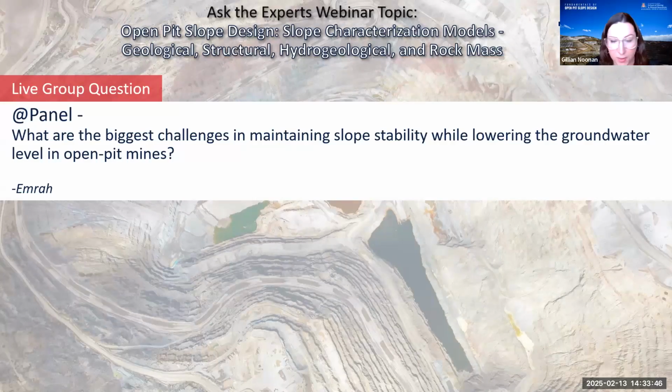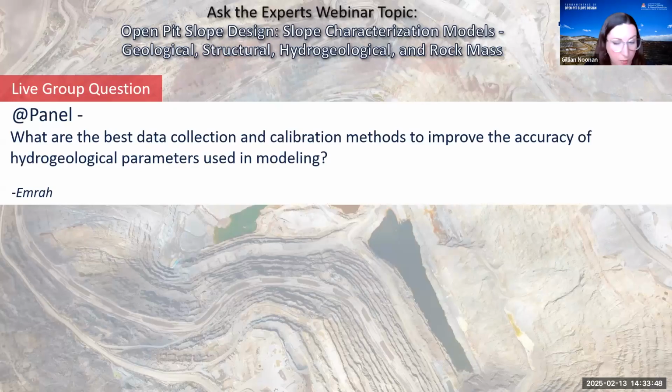And then on the mention of piezometers, just to pull up another question also from Emra, what are the best data collection and calibration methods to improve the accuracy of hydrogeological parameters used in modeling? But I think we could also just say for a site characterization in general. Jeff, what would your response to that be?